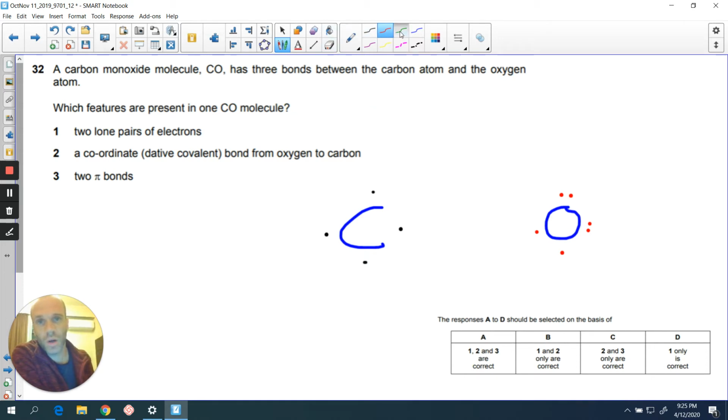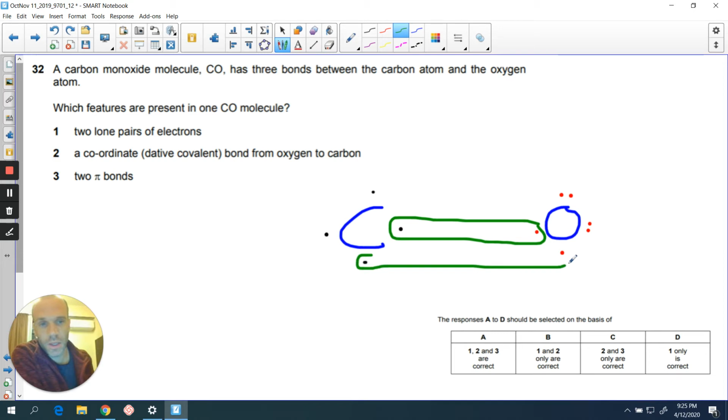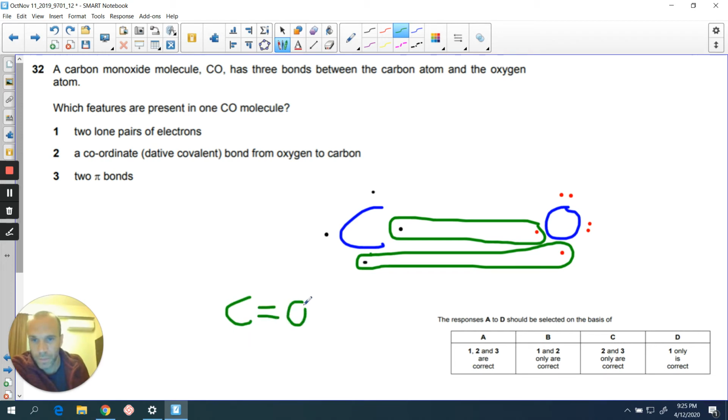Now, it doesn't really matter what I show this pairing up with, but let's say that these 2 pair up, okay? So they've got a shared pair of electrons. That will be a covalent bond. And then these 2 will pair up. That's a shared pair of electrons. So now we've got 2 single covalent bonds, a sigma and a pi. That doesn't really matter. But anyway, what we've got so far is something that looks like this. Okay, and then we've got 2 electrons there, and we've got 4 electrons there, 2 lone pairs of electrons on the oxygen.